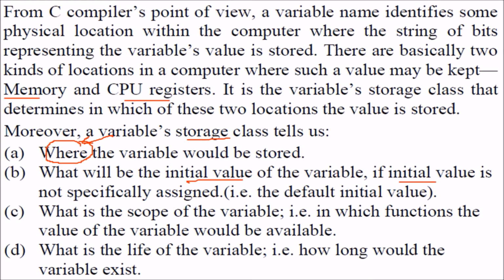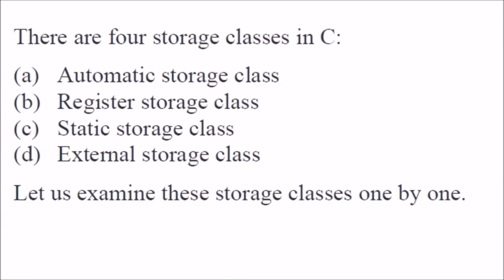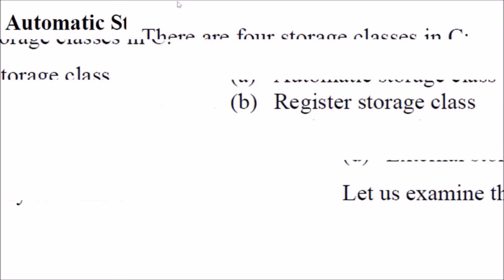What is the scope of the variable? And what is the life of the variable? Scope and life we will see. Scope means in which functions this variable will be available, and life means how long the variable would exist. So there are 4 storage classes: automatic storage class, register storage class, static storage class, and external storage class.